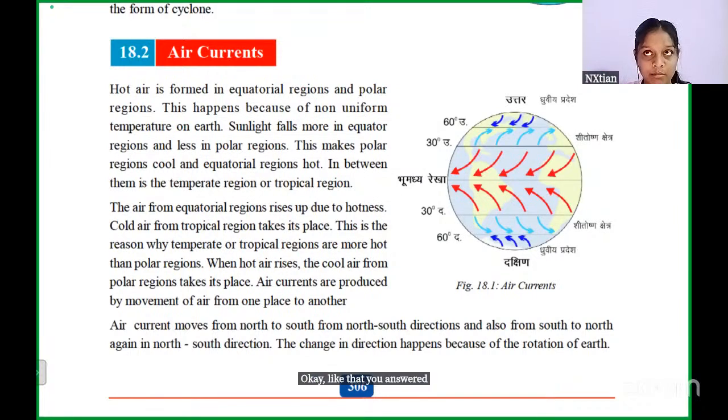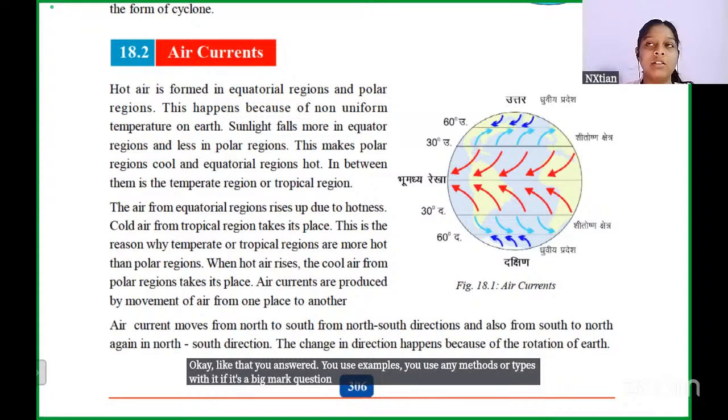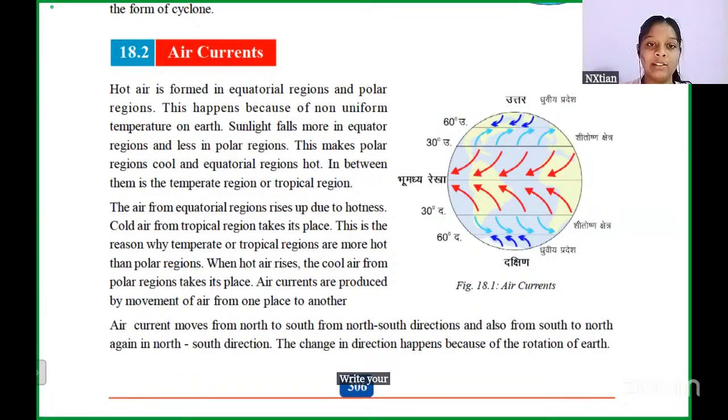You use examples, you use any methods or types with it if it's a big mark question. If only a definition is asked, a 2 marks question, write the definition and leave. That's okay, you'll get the 2 marks. If it's a 4 mark question, 5 mark question, then write the definition, explain it, and then you can put the names of the method or the type or anything else.